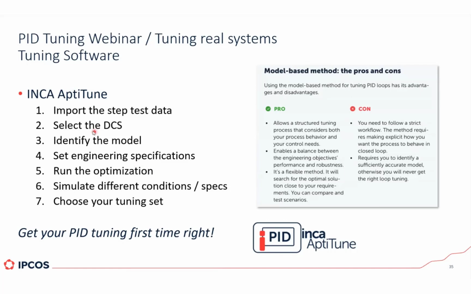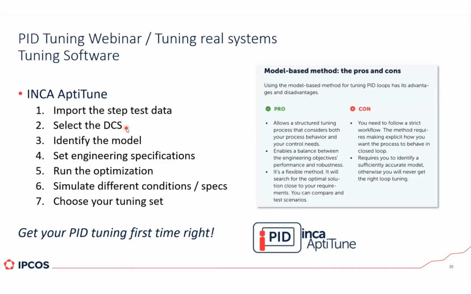Okay, so when we are using the software, these are the steps we need to follow. We need to import the step-based data. We need to select the DCS. We identify the model, and we set engineering specifications. And we can see here for points 2, 3, and 4, these are the ones that we just saw. They're not very easy to do when we are tuning the loops manually, right? So here we can select the DCS on the list.